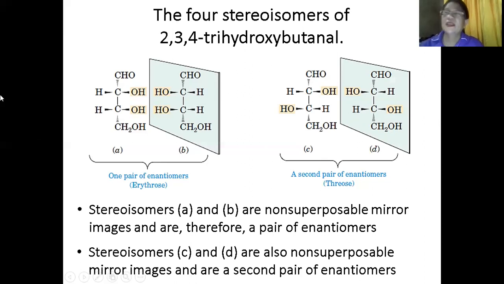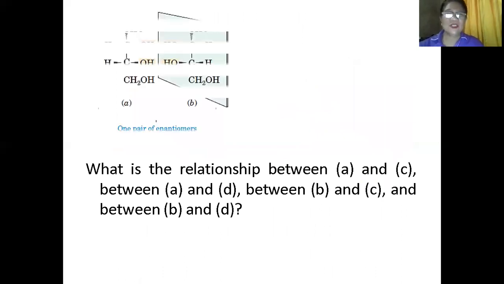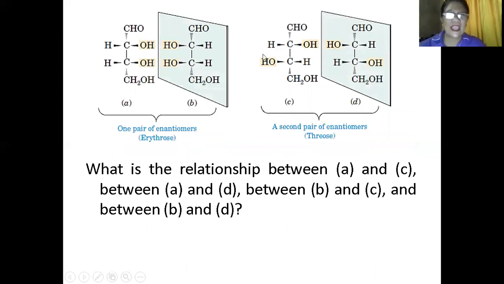Because it has only two stereocenters. A and B are non-superposable mirror images. The second pair, C and D, are also non-superposable mirror images. Actually, this is the erythro, and this is the threo, in biochemistry. So what is the relationship between A and C? Are they superposable?